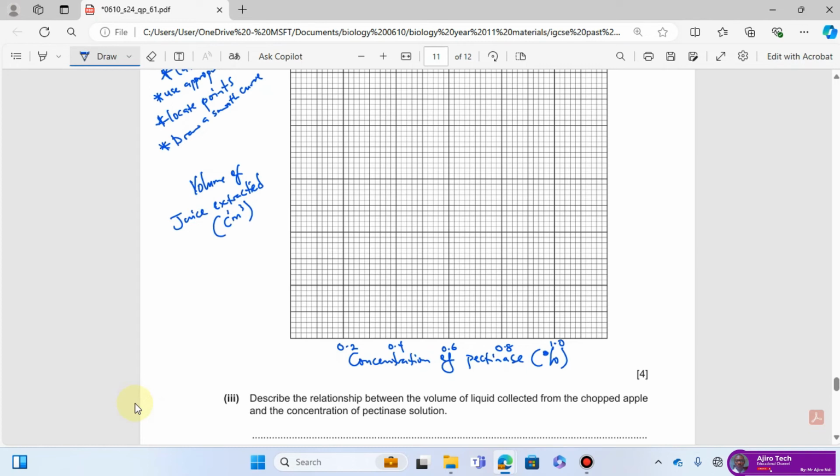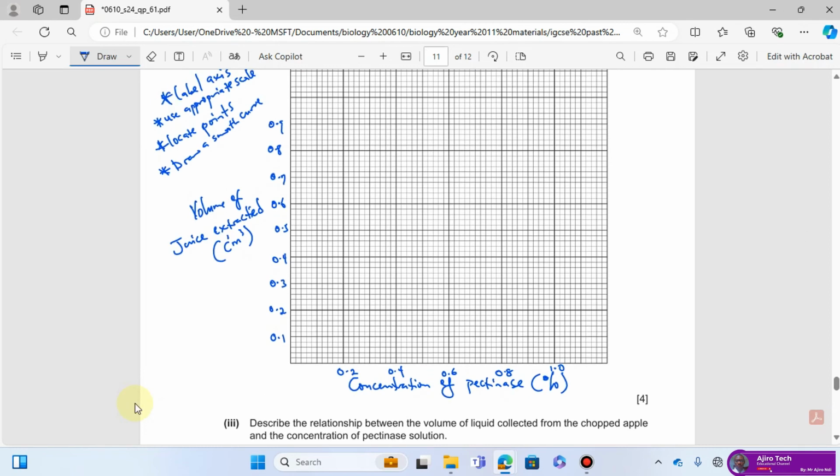We are going from 0.6 to 0.9. So we start with 0.1, 0.2, 0.3, 0.4, 0.5, 0.6, 0.7, 0.8, 0.9, and of course we have 1.0. Okay, you can decide to do 0.2, 0.4, 0.6, 0.8, and 1.0.